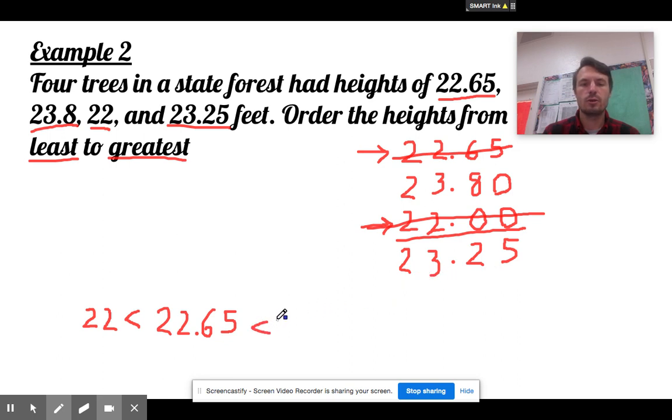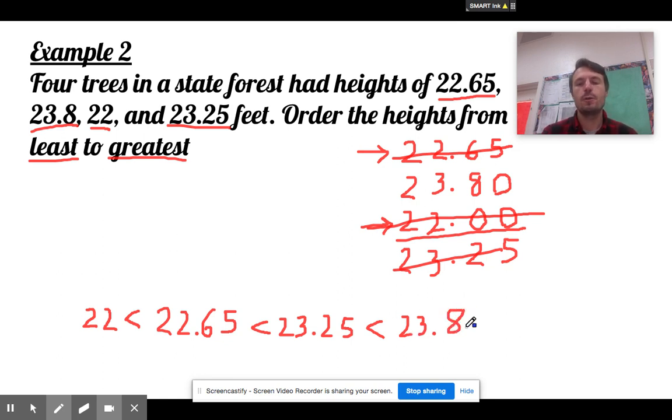So next we're going to put 23 and 25 hundredths. And we can cross that off. And then we put the biggest number, which is 23. And here we have it written as 23 and 80 hundredths, but we can write it the same way it is here, 23 and 8/10.